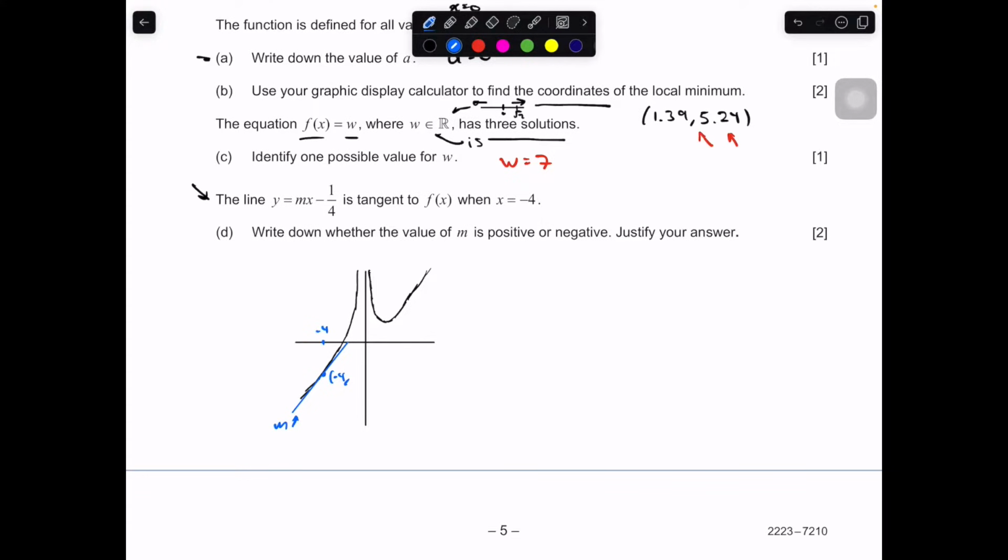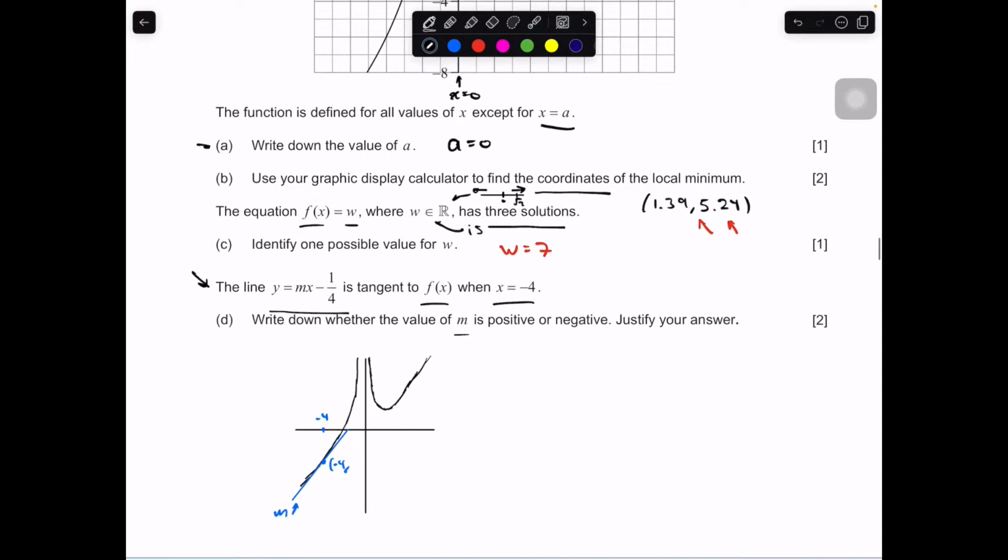Justify your answer. And in this case, I actually looked at the mark scheme earlier, and a graphical solution of just graphing it and seeing whether it slopes upwards or downwards won't actually earn a mark in this case. We want some kind of algebraic work. So this is the slope of the tangent line. Y is equal to mx minus 1 over 4. They tell us it's tangent to our function when x is equal to negative 4. Write down whether the value of m is positive or negative.